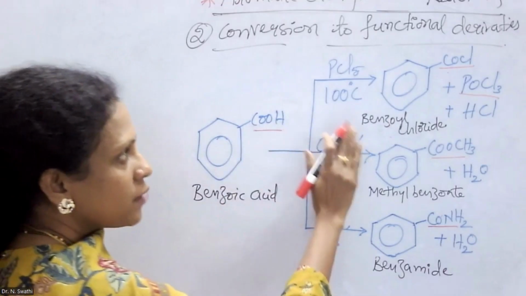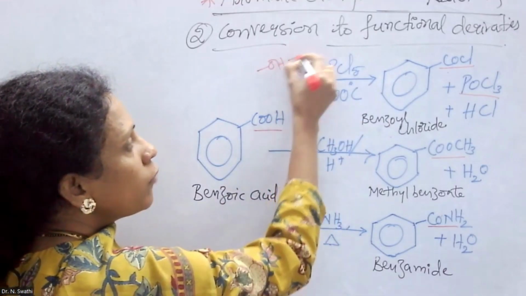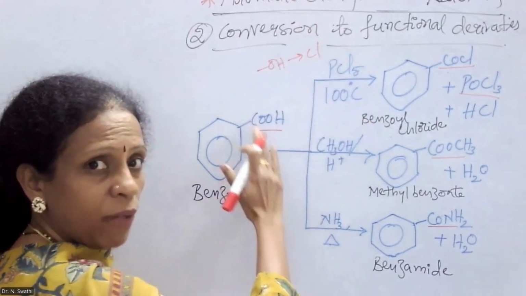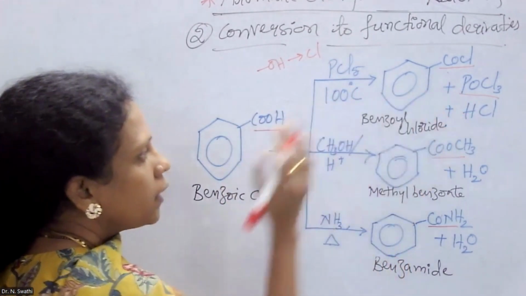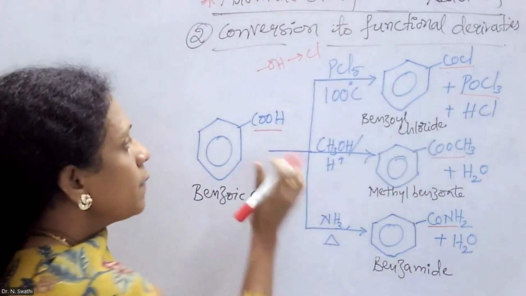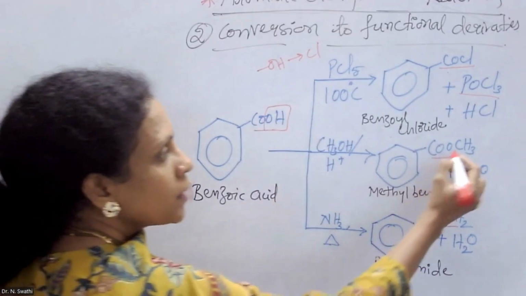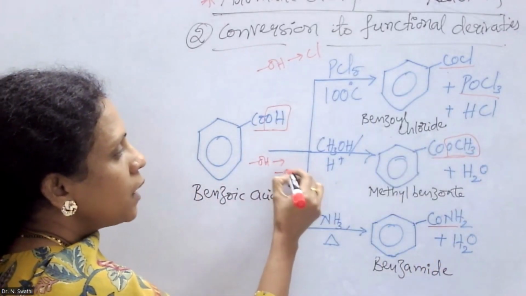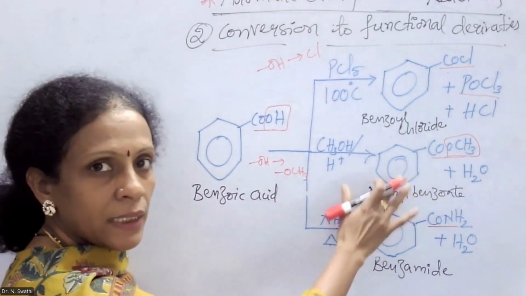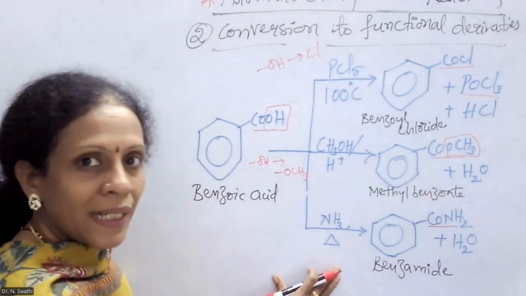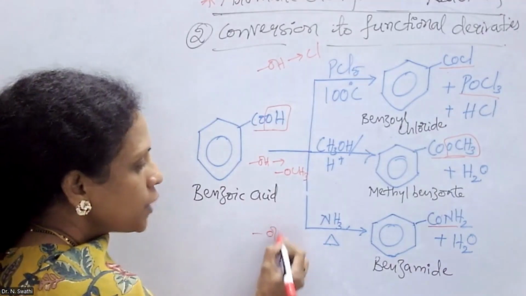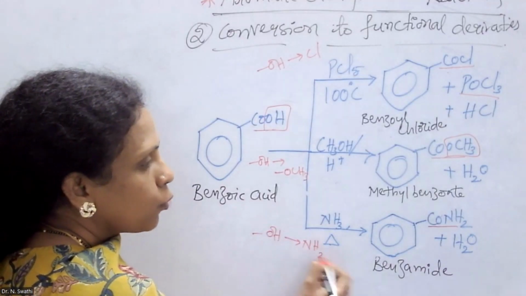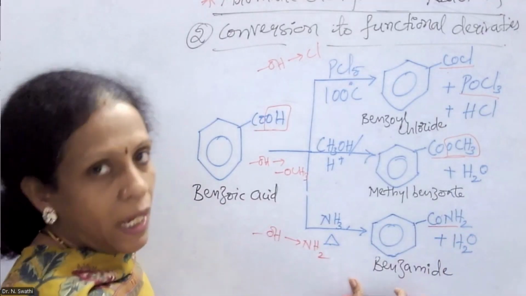If you look at the first reaction, the OH group is replaced with a Cl group. That is how the acid gets converted to acid chloride. Now in the second reaction, the OH group is replaced with a methoxy group. That is how finally we get the corresponding ester. In the third reaction, where an amide is formed, the OH group is replaced with an amino group. That is how we get the corresponding amide.